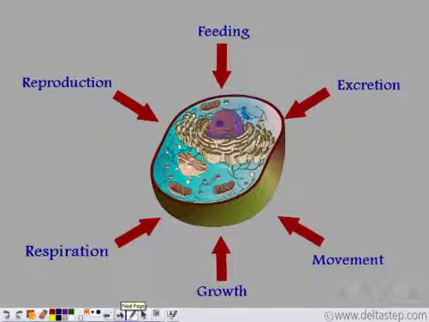Now, these unicellular organisms can perform all these functions by themselves. They can respire, they can grow, they can move, they can excrete, and so on. Now, if one cell can do so much work, like in the case of these single-celled organisms, then why do we need multicellular organisms? Well, let us see this example now.